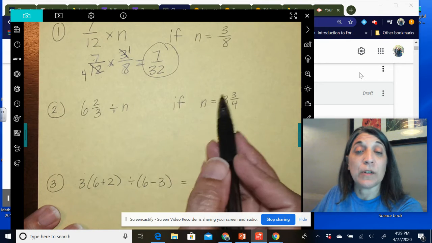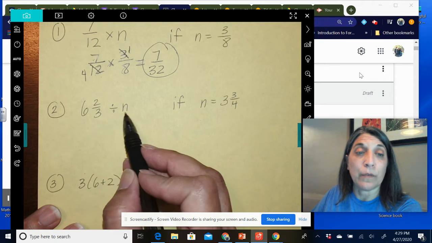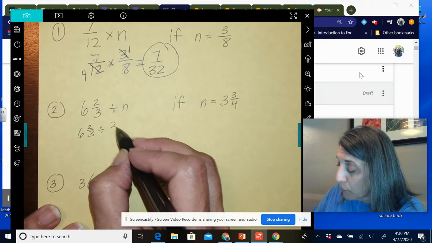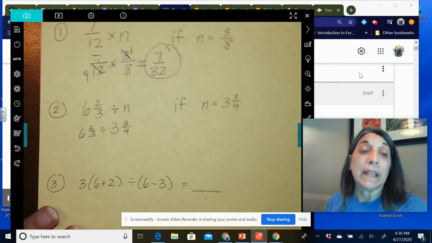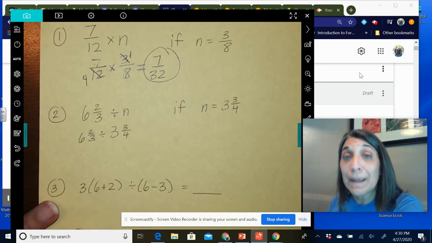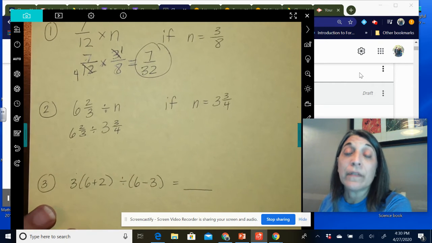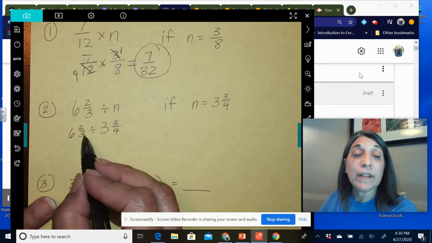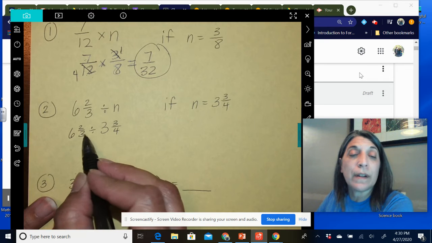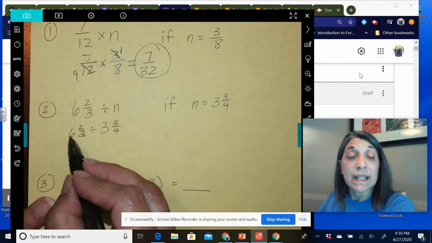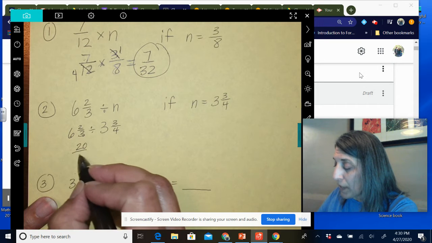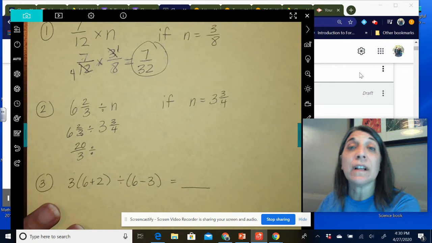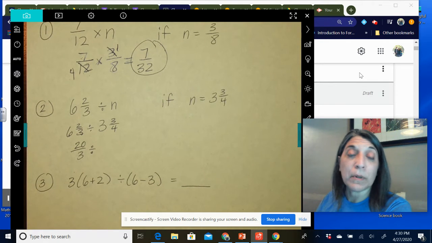The first thing I'm going to do is substitute in 3 3/4 for n over here. So I'm going to rewrite 6 2/3 divided by 3 3/4. Now, I can't really do anything with mixed numbers, and you don't want to do any keep, change, flip until you have improper fractions. You can't do that with mixed numbers. So I'm going to go ahead and change this into an improper fraction, or a fraction greater than 1, right? So I've got 3 times 6 is 18 and 2 more is 20. So 20 over 3. I'm not changing it yet. It's still a division problem. I'm not ready to do keep, change, flip until I have 2 fractions, no mixed numbers.